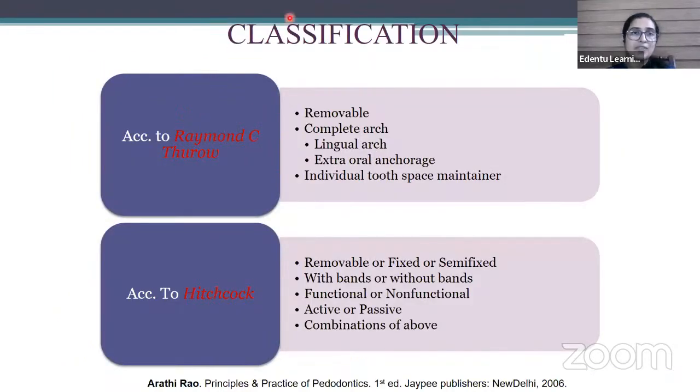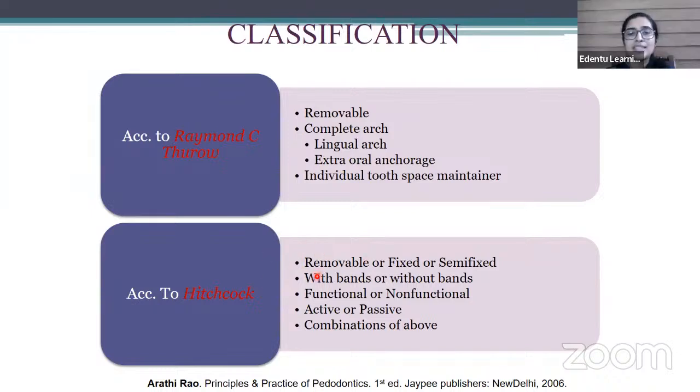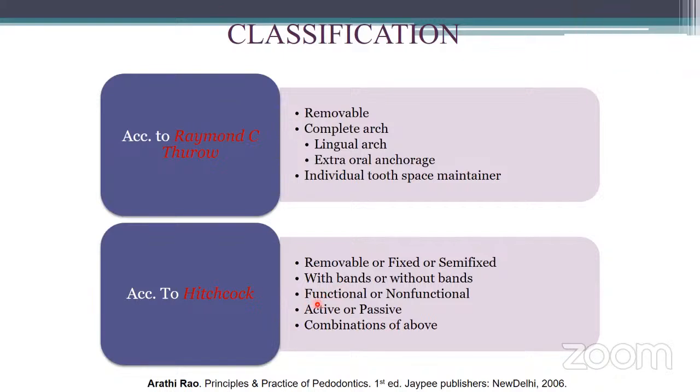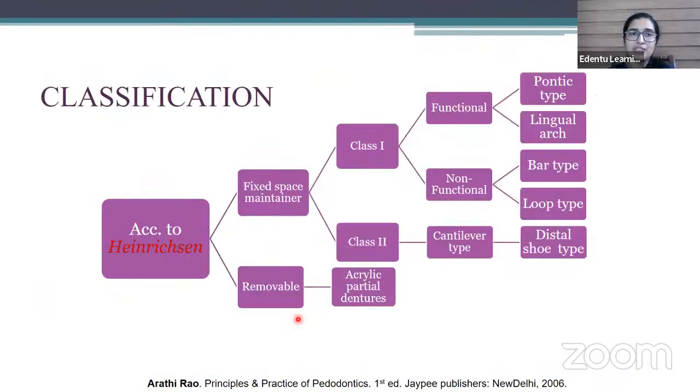Getting on into the classification of space maintainers, according to Raymond Curzon, they have classified it as removable space maintainers, complete arch, in which we have the lingual arch as well as the extraoral anchorage, and individual tooth space maintainer. And according to Hitchcock, we have the removable or the fixed or semi-fixed, with bands and without bands, functional or not, active or passive, and also the combinations above. Okay, so just have an idea regarding the classification.